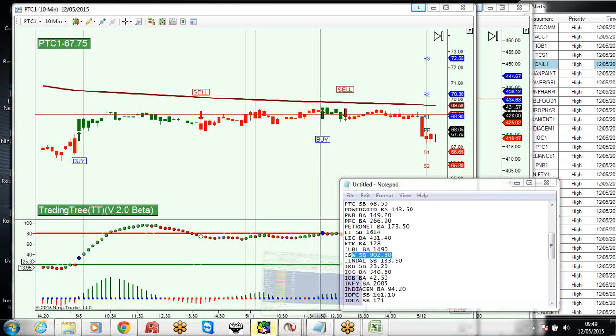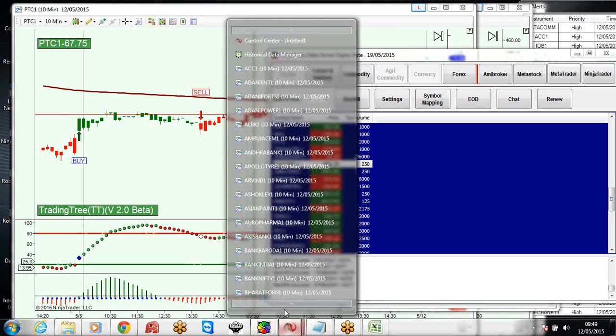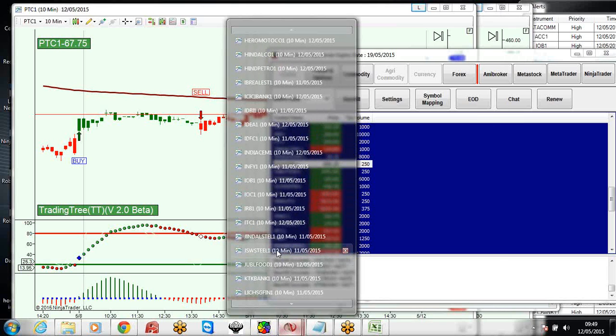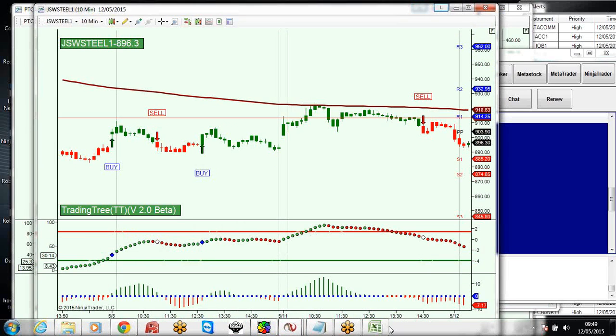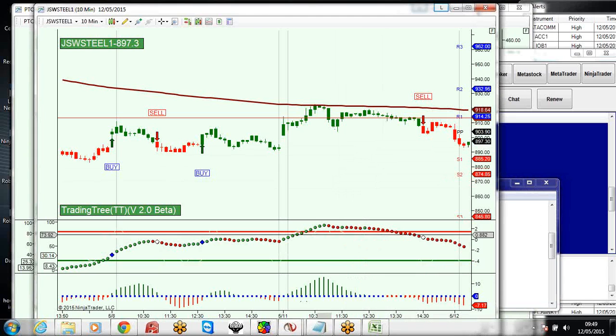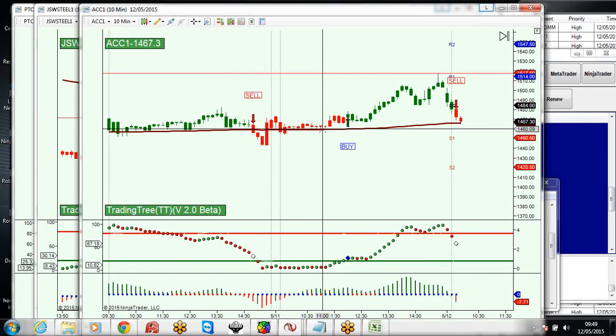JSW 902. Let's just check what's the price here. 896. So that is where I shorted, 902.80. It's 897.30 now. So you can short ACC at 1460.